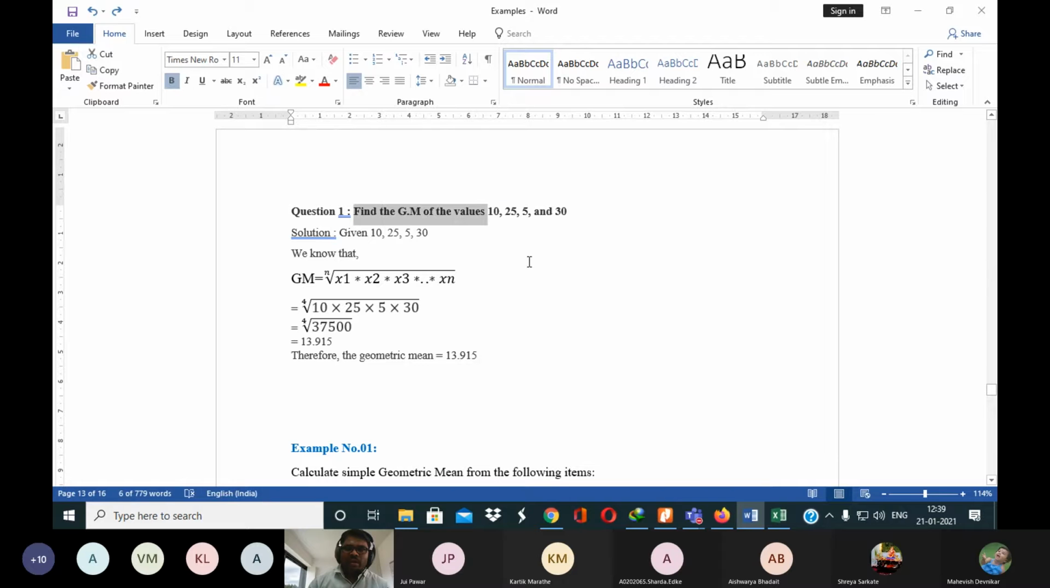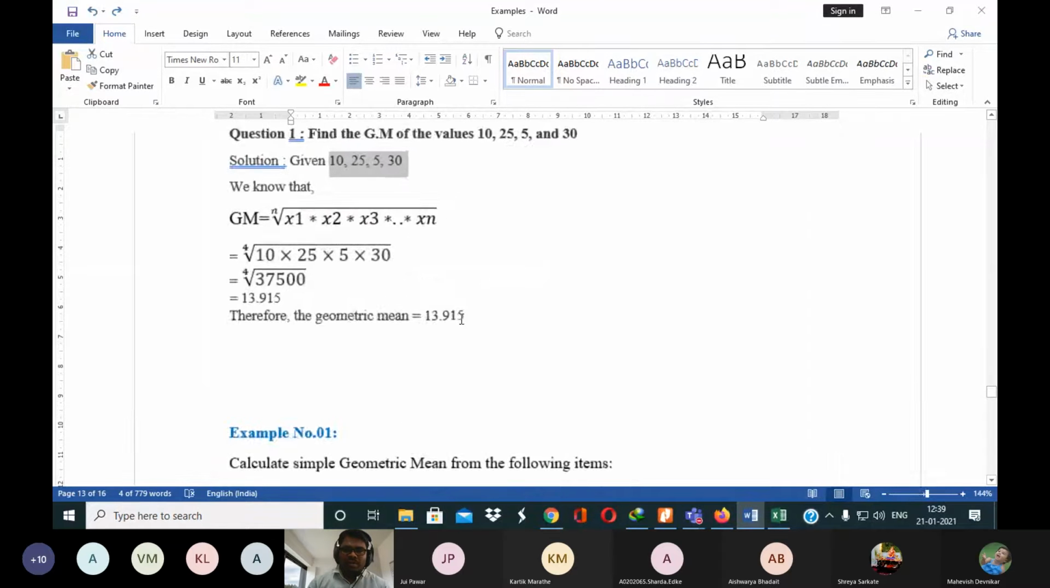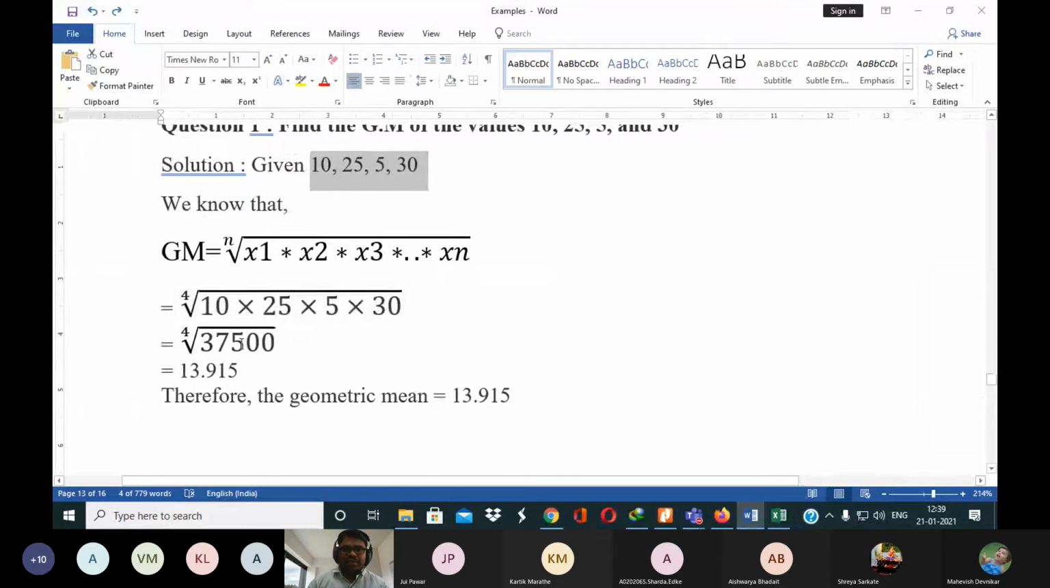Find the geometric mean of the following values: 20, 10, 25, 5 and 30. So we need to find out the geometric mean. Geometric mean is nothing but the nth root of the product of the items. So we have to write it like this. n is the total number of items, which is 1, 2, 3, 4. So we have to put the values into the formula. The nth root is the 4th root of 10 into 25 into 5 into 30.